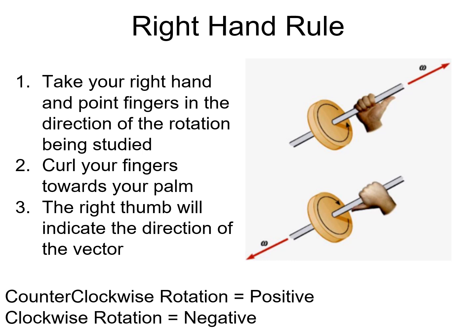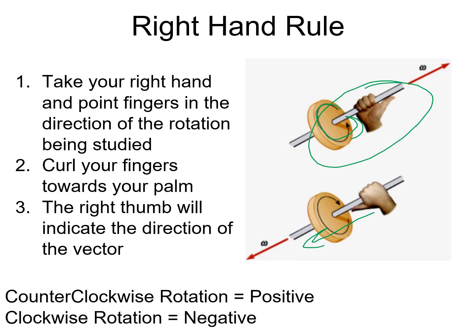So we see this first one here, okay? He's pointing his fingers in the direction of this rotation. He's curling his fingers around it. If your right thumb is pointing upwards, that's going to be positive rotation. If you have to grab it where your thumb is pointing downwards, that's going to be negative acceleration. I hope that makes sense.